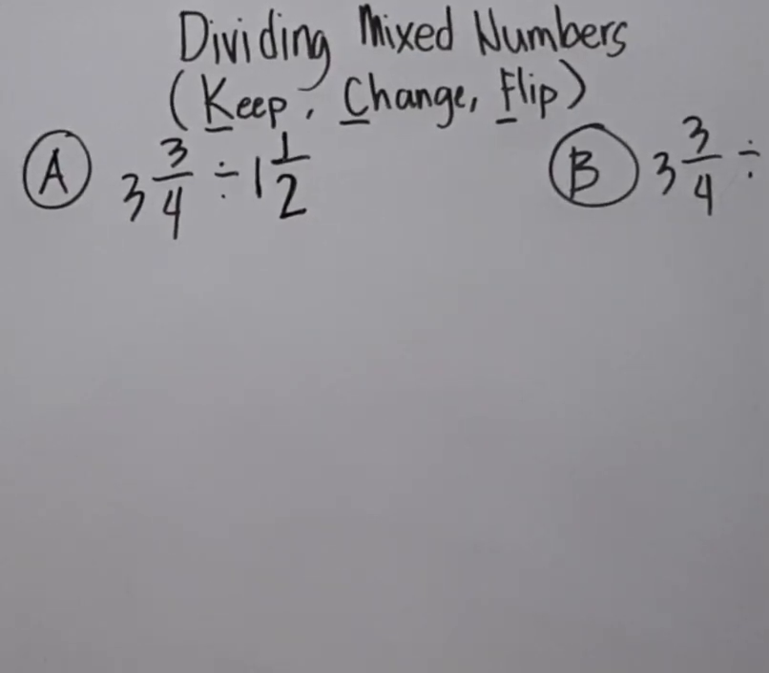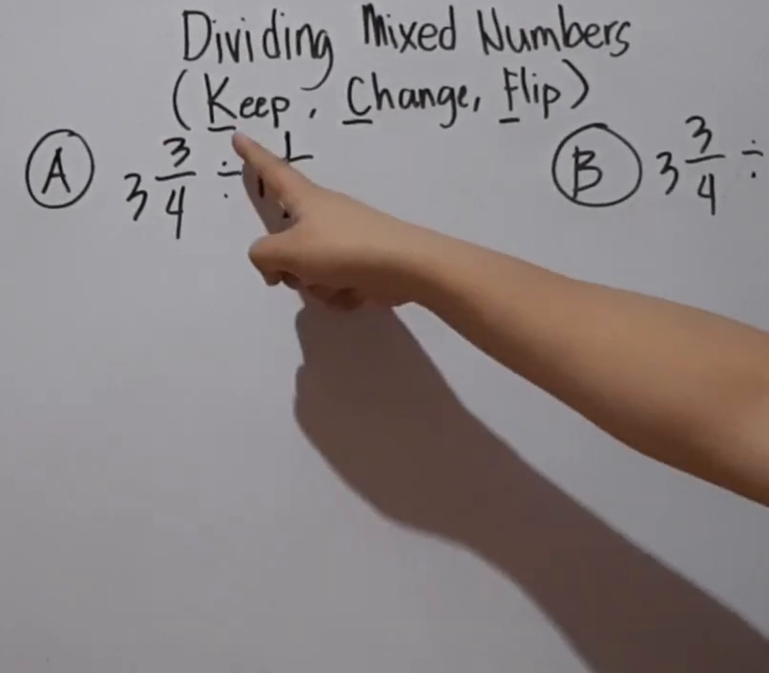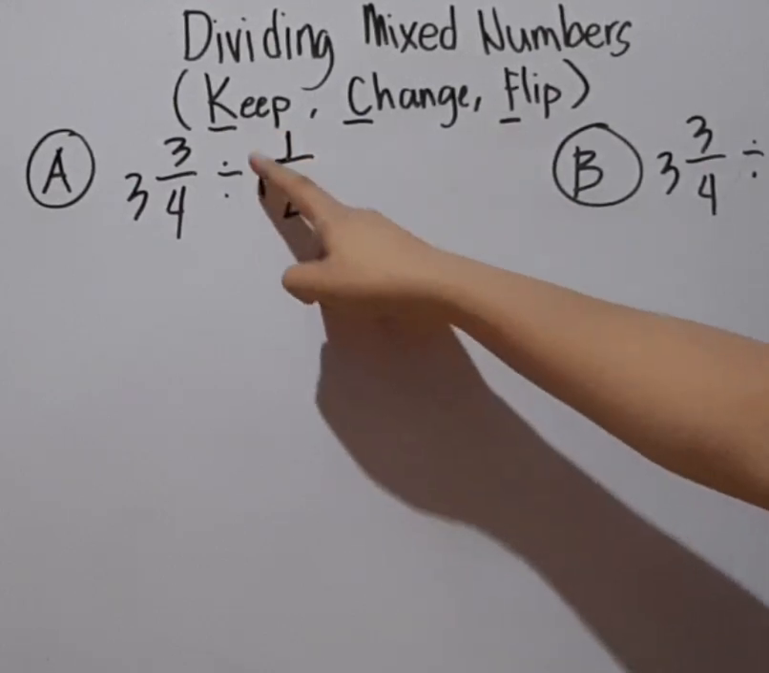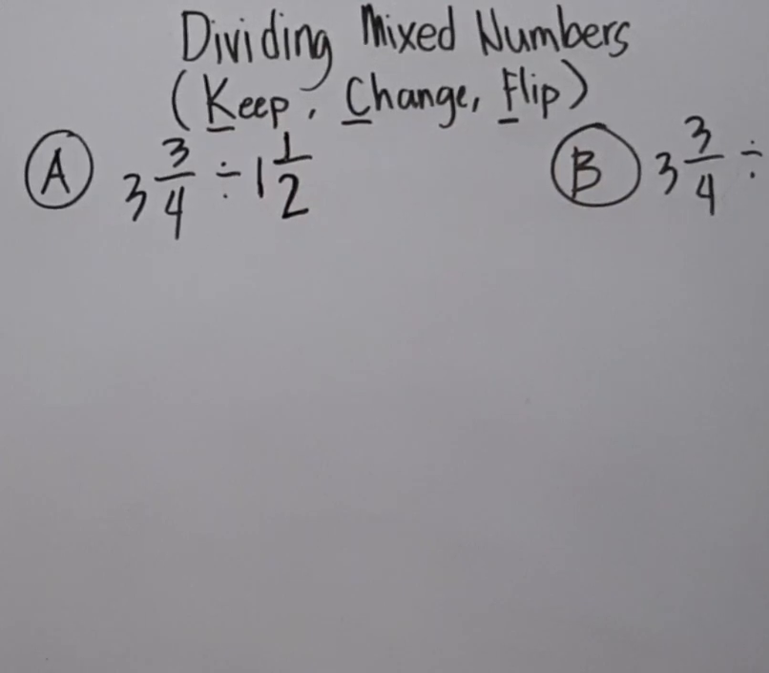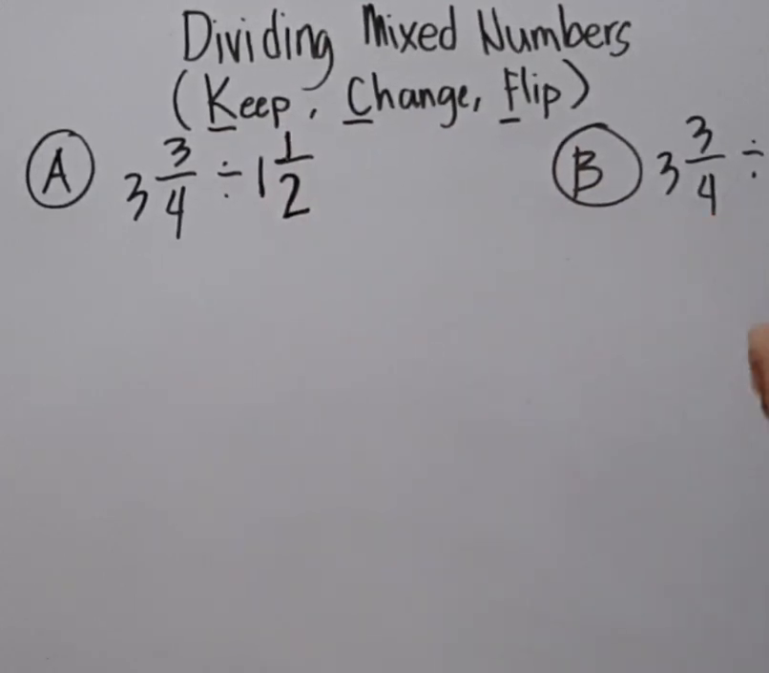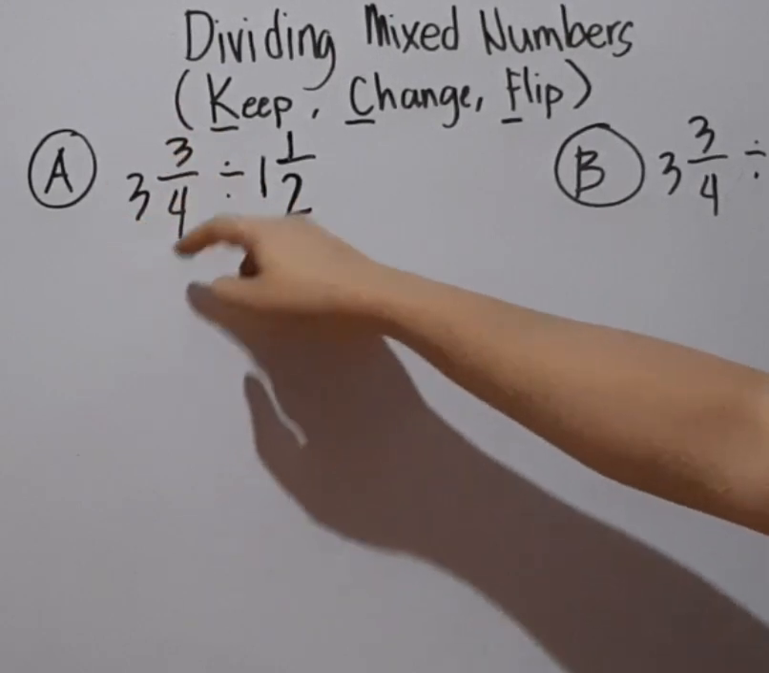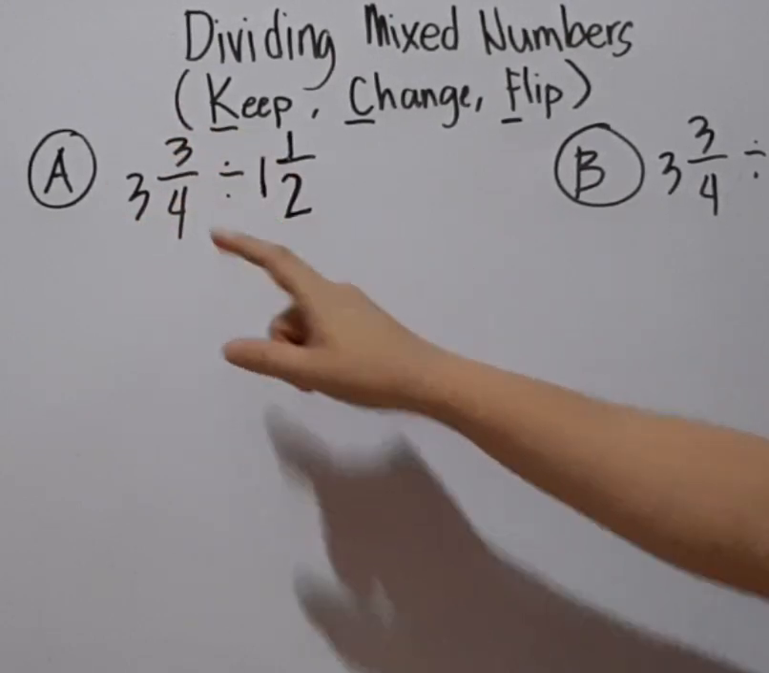How to divide mixed numbers. So you must remember first the keep, the change, and the flip, where it's denoted with K, C, F. Okay? So these are all mixed fractions. Now, first thing na gagawin is to change this mixed numbers into improper fraction.